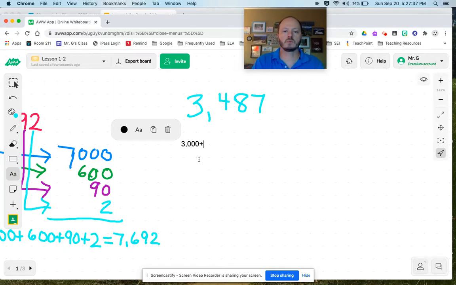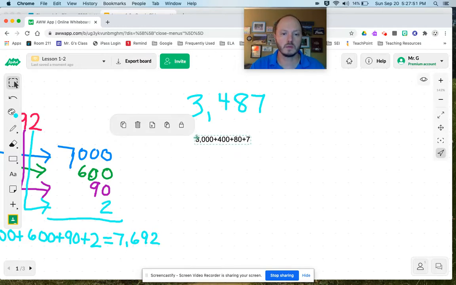Plus 400 plus 80 plus 7. And that right there is the expanded form for that number. Now, if I was going to do it in written form, I would think about how I'd say the number out loud.